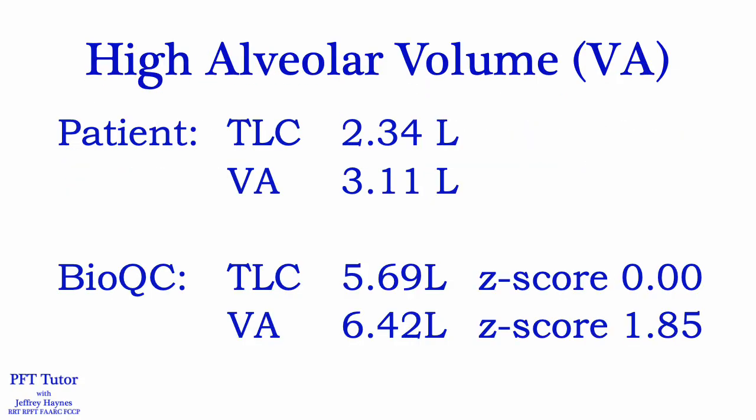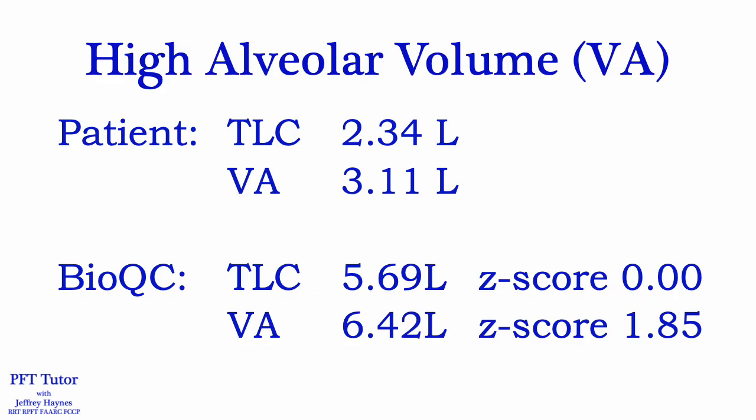One of our superb technologists was performing a test and recognized that the patient's alveolar volume from DLCO was significantly higher than the patient's total lung capacity. As I mentioned, this is physiologically impossible. But what is not obvious is which parameter is inaccurate. Is the TLC falsely low or is the VA falsely high?